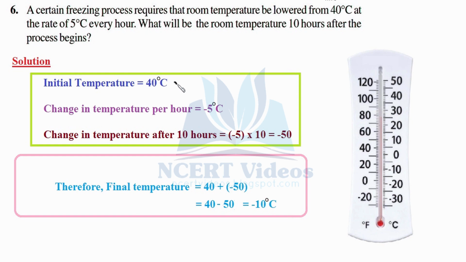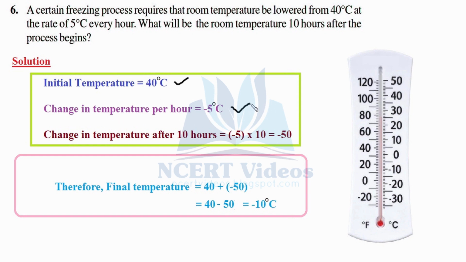And then what we have, change in temperature per hour. Why have we taken minus 5 degrees Celsius? Because it has said that the temperature is getting lower, that is, it is decreasing. Therefore, we take 5 degrees as negative. It is freezing at the rate of 5 degrees per hour. So if it was 40, for the next hour, it will be 35. That is the meaning of this.